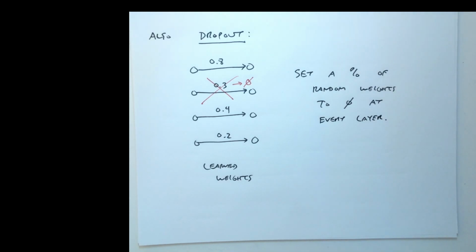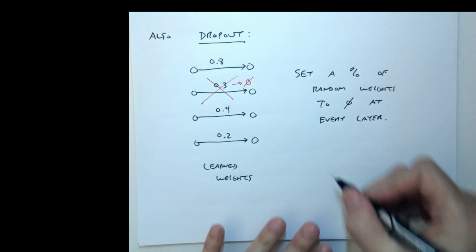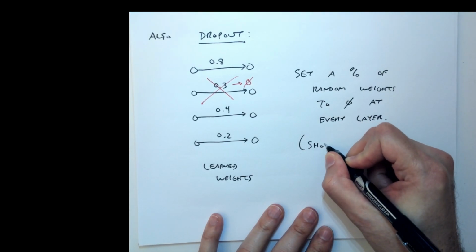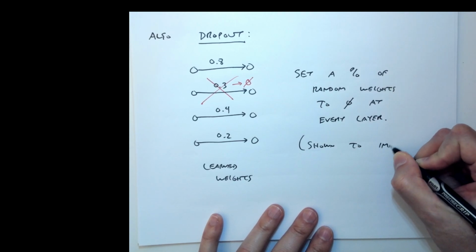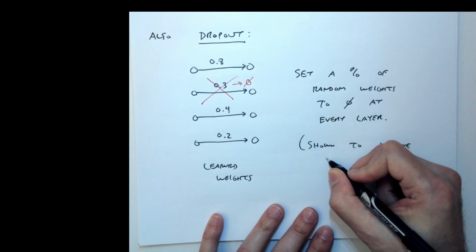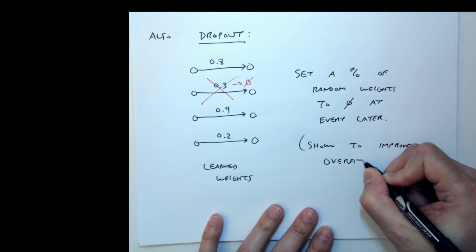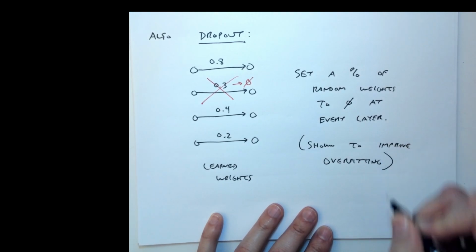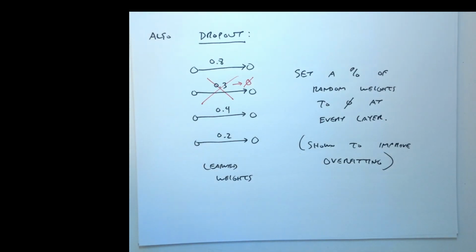And again, it seems kind of crazy. It's like, why am I throwing away information that I learned, right? Well, it turns out that this has been observed to improve problems with overfitting. So it's a way of kind of regularizing, right?